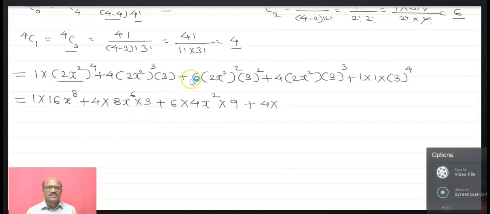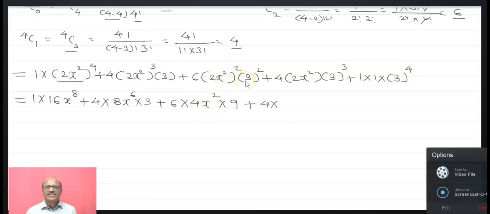See this here. It is a 6. 2x square bracket square, then you are getting the 4. x raised to 4 must be there. I will change it afterwards. That is here is a 2x square bracket square. That is a 4 into x raised to 4. I will change it next step.